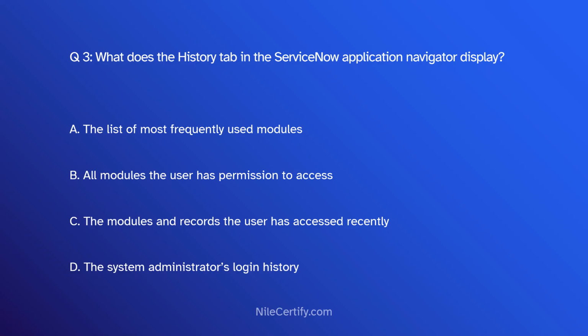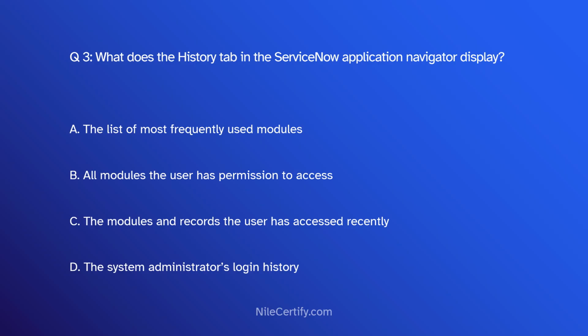So A is incorrect. Option B, all modules the user has permission to access. And this is really describing the all applications or all modules view of the Navigator, not the History tab. If it showed all modules you can access, that would basically be your full application Navigator, which already exists in the main tab. History is supposed to be a short list of recent items, not every single thing you are allowed to see. So B is incorrect.